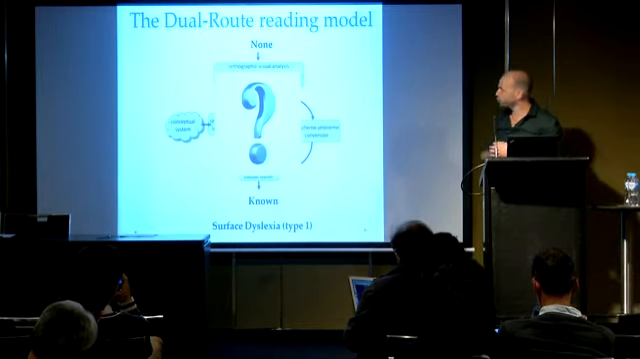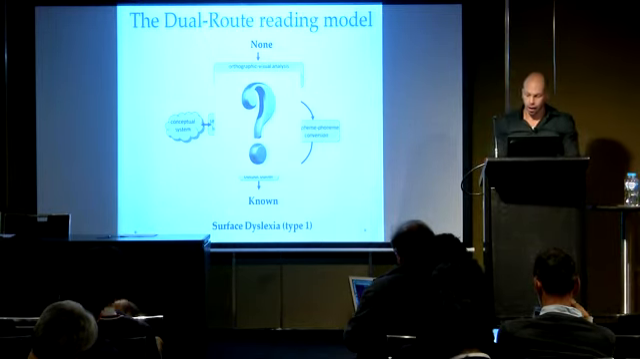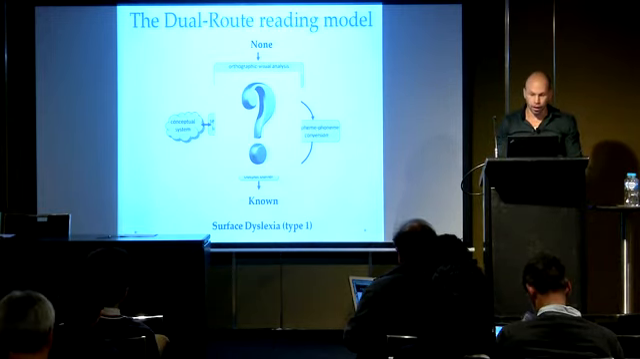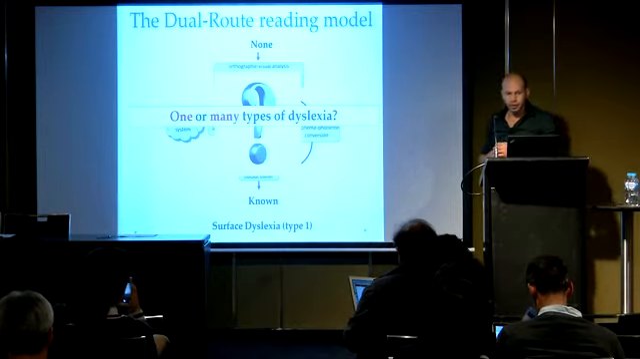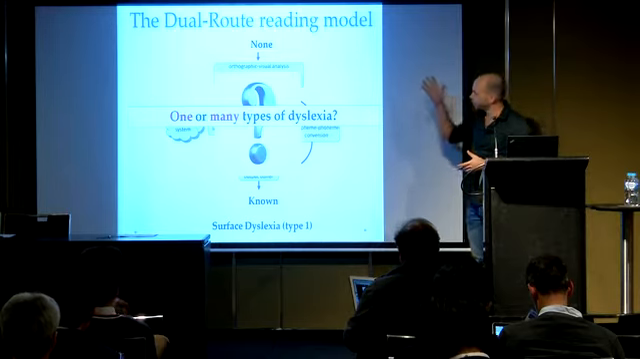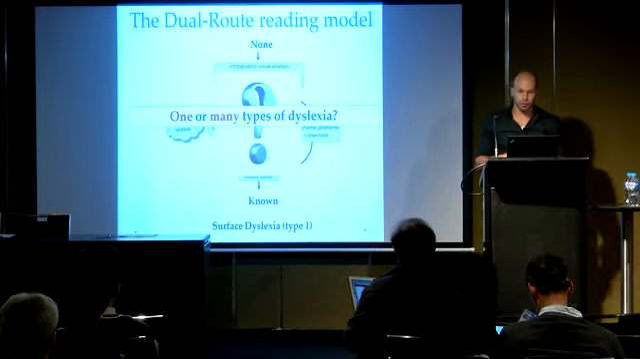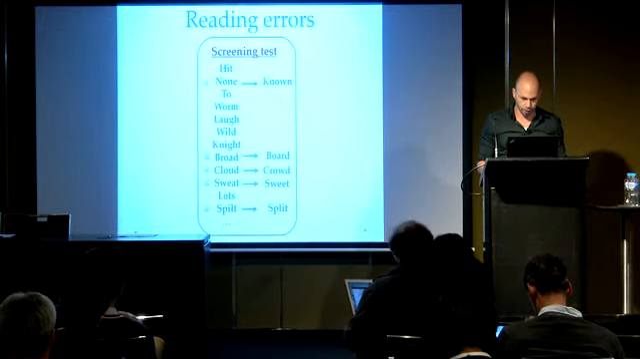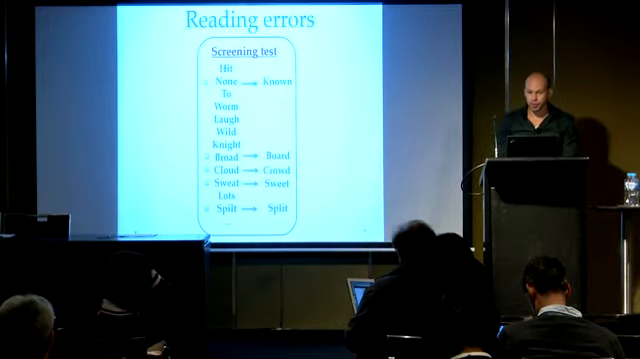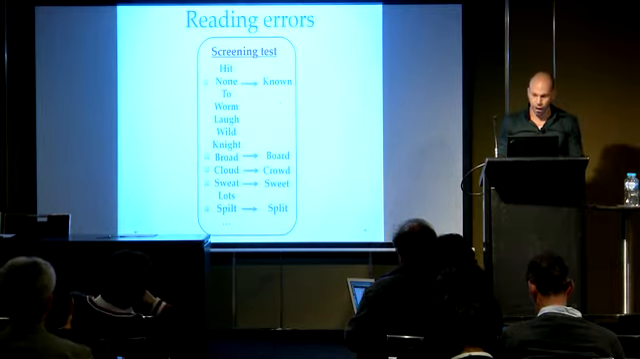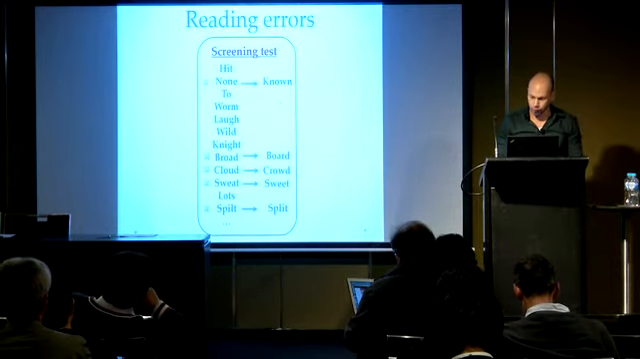But as many times happens in science, this model is controversial, and some researchers believe that dyslexia could be explained with only a single cause. So we call this approach to dyslexia the single type approach, and the other approach, the subtypes approach to dyslexia. So the debate in this field is whether there is one or many types of dyslexia. So what we propose to do is to analyze the reading errors from dyslexic people using probabilistic graphical models.